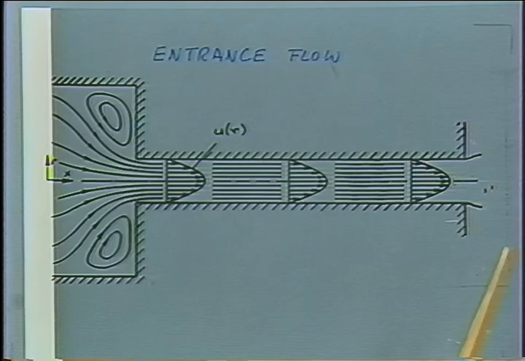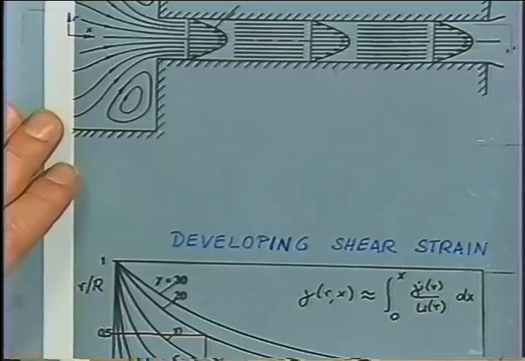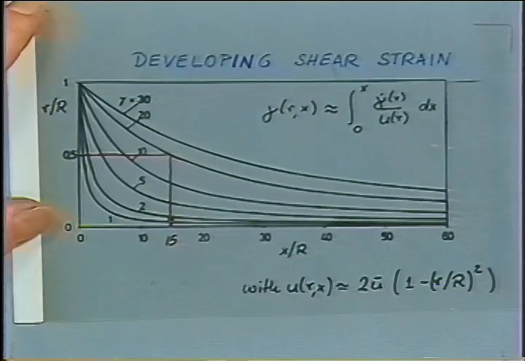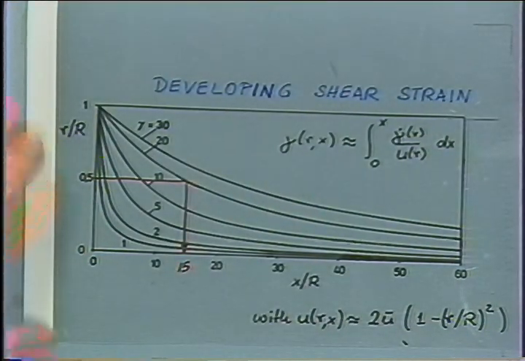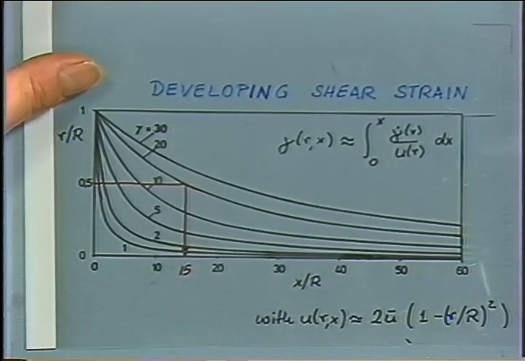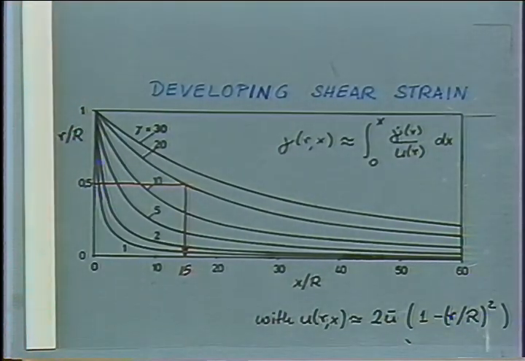Remember, after about a shear strain of 20, fully developed flow is reached. Now let me draw here. This is a cross section, and those are lines of constant shear strain. And let me specify what I'm doing here.